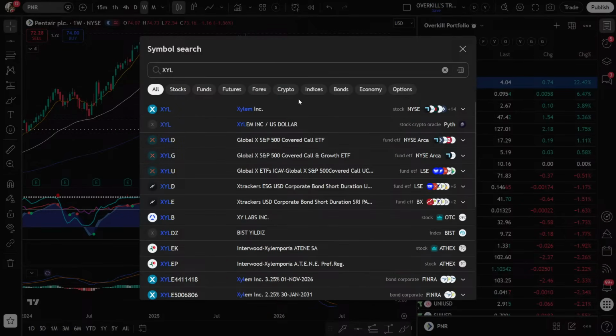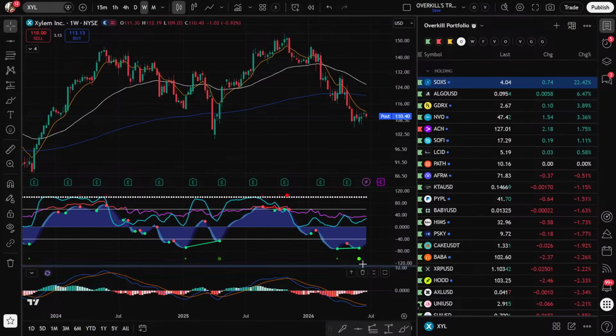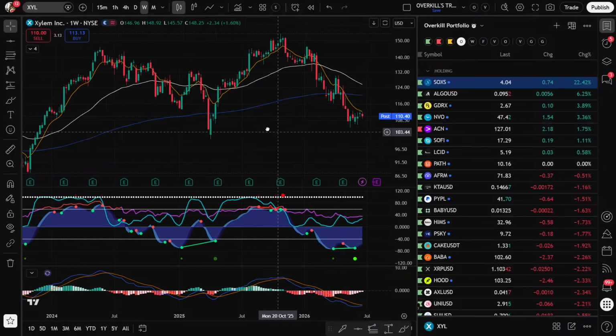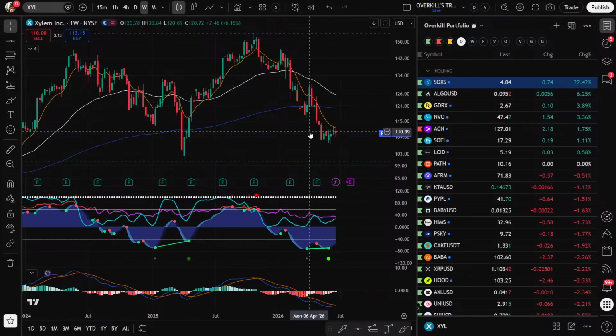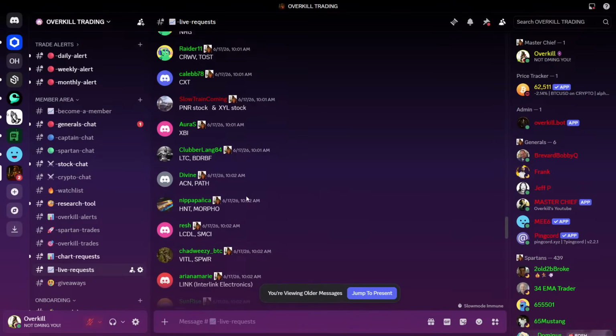XYL. XYL looks good too. Okay, we bounced right here at 100 back in April. We're sitting right here at 110. Historically, this looks like a good spot. Again, you're buying it below the 4-year average, getting it on discount if you believe in the company. It looks good here, up above 105.